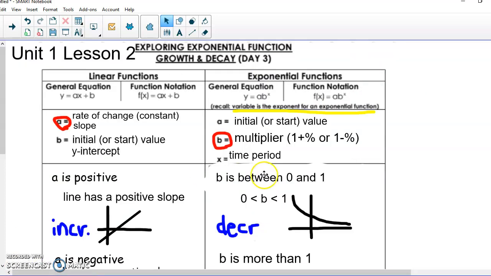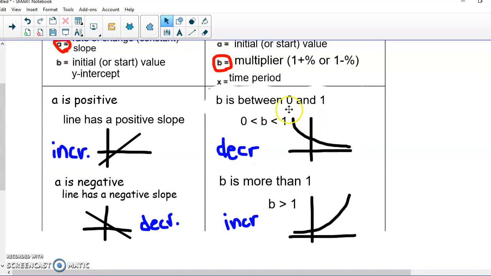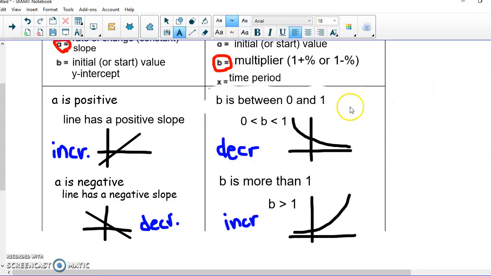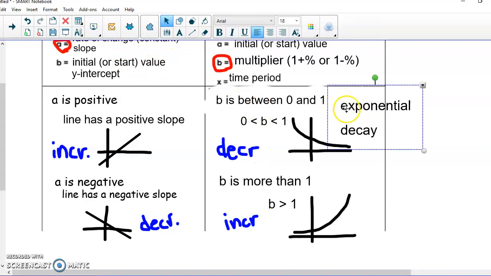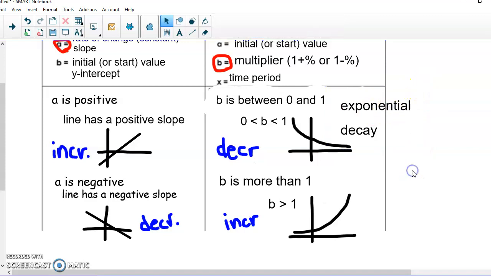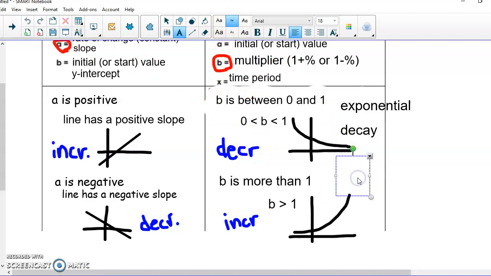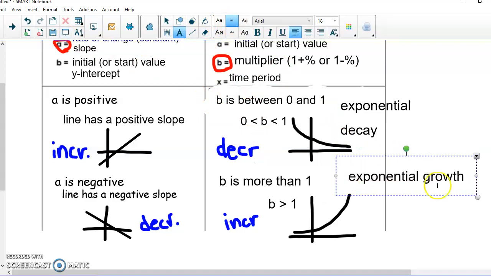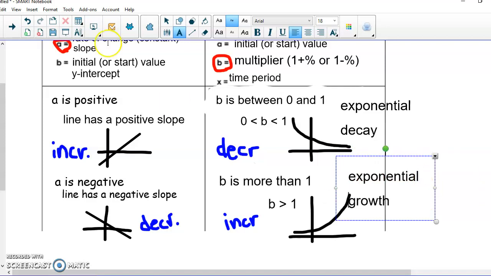So let's go back up to this right here. If we had two situations, one where B is between 0 and 1, it's decreasing. I'm going to write right in here that this is called exponential decay, because it's declining, it's going down. That's kind of important key vocab. And if it's going up, if it's increasing, it's called exponential growth. Exponential growth.